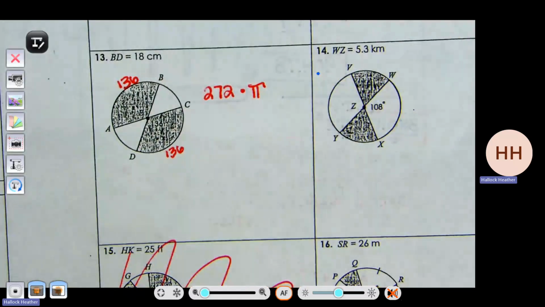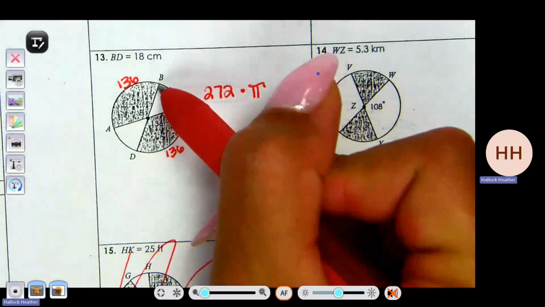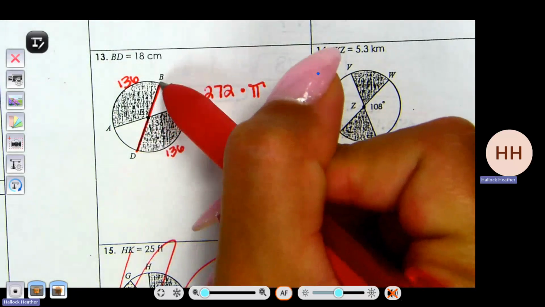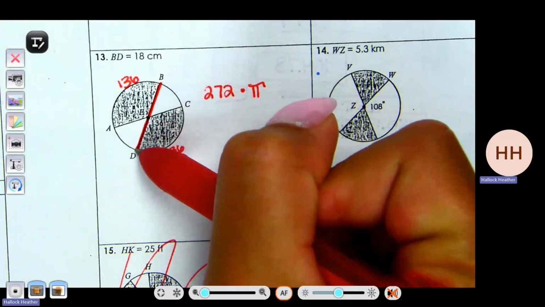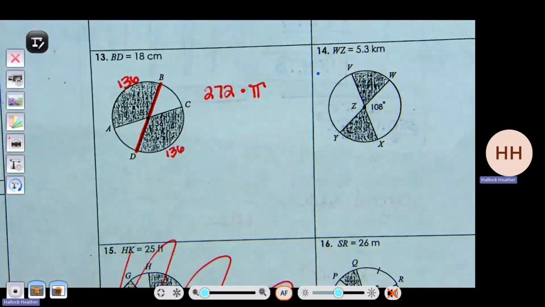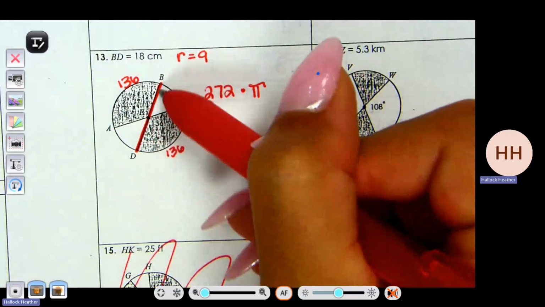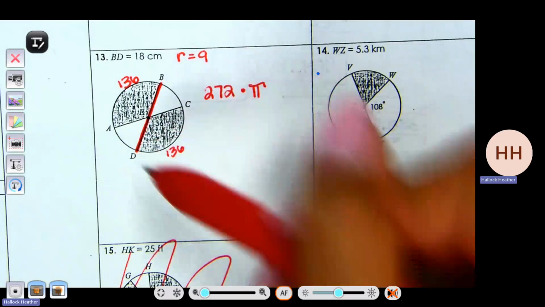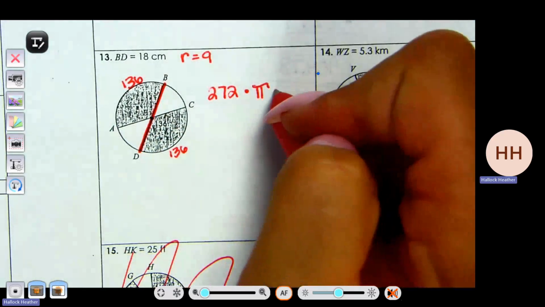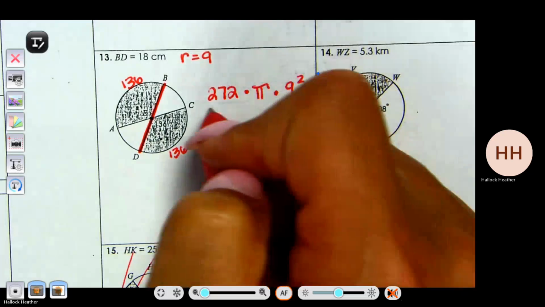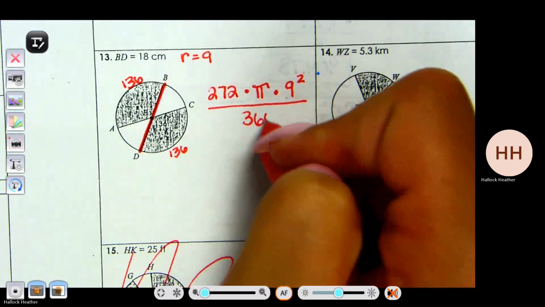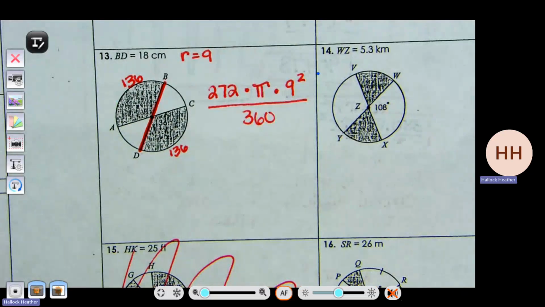And then my radius, it says B to D. And this is probably what they're going to do to you on the EOC. They're going to give you the radius, or they're going to give you the diameter. So we are not using 18. We're using how much? 9. So the radius is actually 9 because a radius goes from the center out. If the whole thing's 18, I cut it in half. So my radius is 9. So 9 squared times pi times 272 divided by 360.